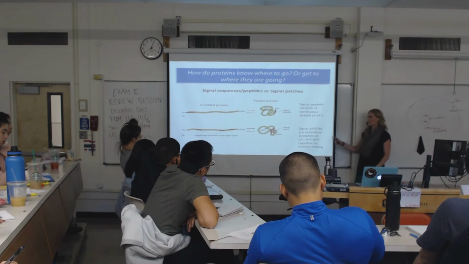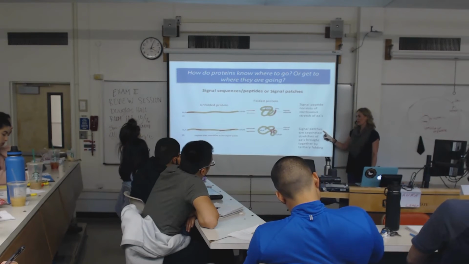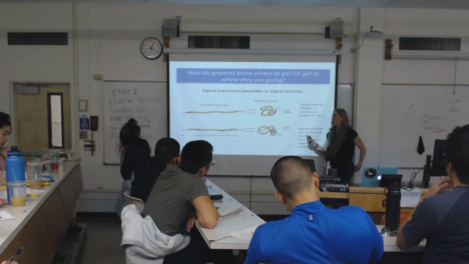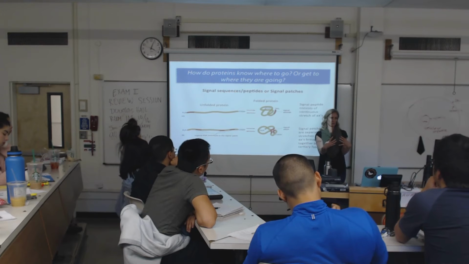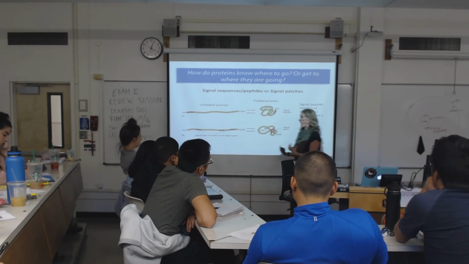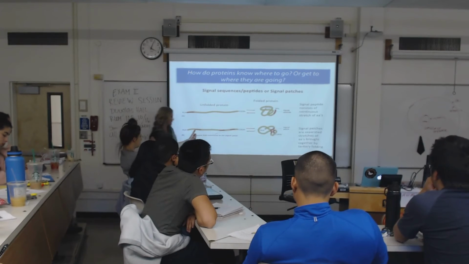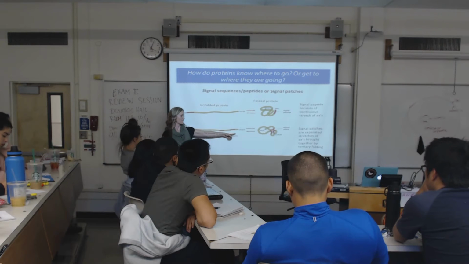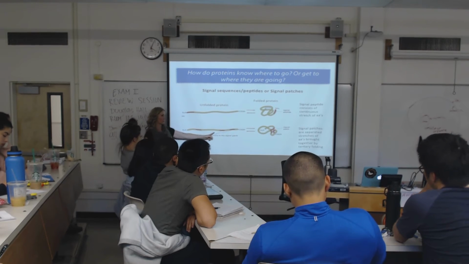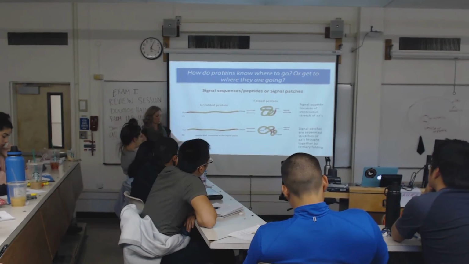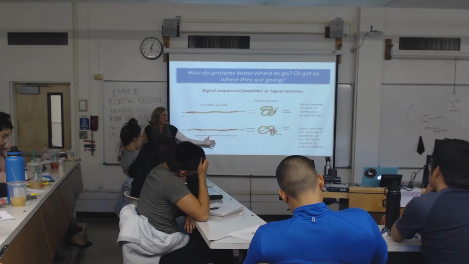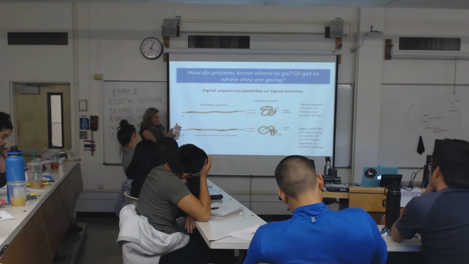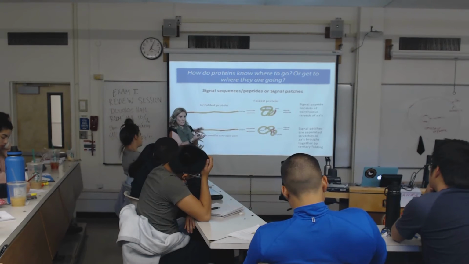That is different from a signal patch. A signal patch only shows up post-tertiary folding. A signal patch is composed of stretches of amino acids that can be really far apart from each other if you stretch out the peptide from N-terminus to C-terminus. And they only come together to form that signal patch after that protein is finished folding.